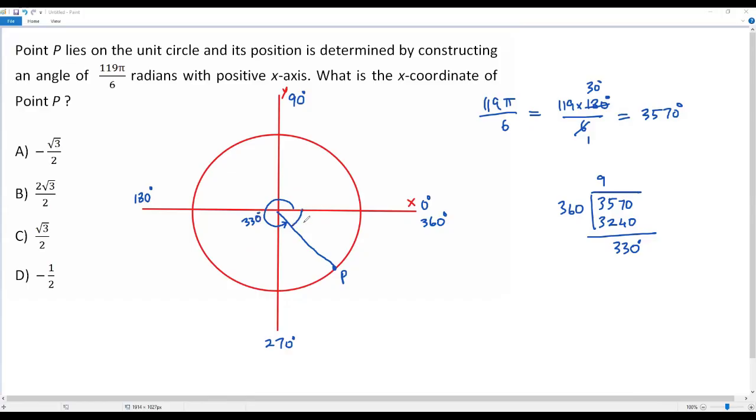It has to be 30 degrees. How? Because we know that the angle of one full rotation is 360. This part is 330. Then the measure of this part has to be 30 degrees, so that when I add this one and this one, that is equal to the angle of one full rotation.